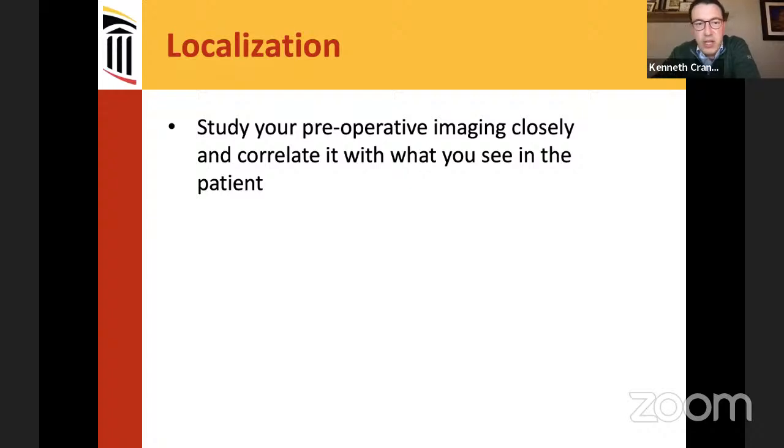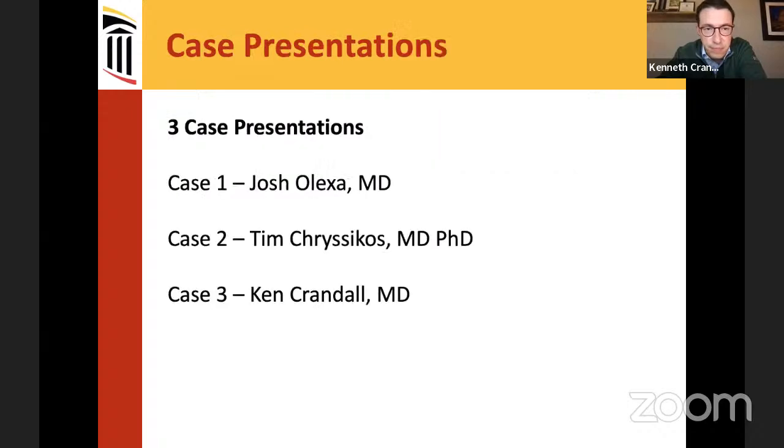So my recommendation there is study all of your preoperative imaging as closely as possible and correlate what you see on the imaging with what you're actually seeing in the patient, and do that every time you're localizing a thoracic level. So we have 3 case presentations. Josh is going to start out, and then Tim, and then I'll go over a very complex case.